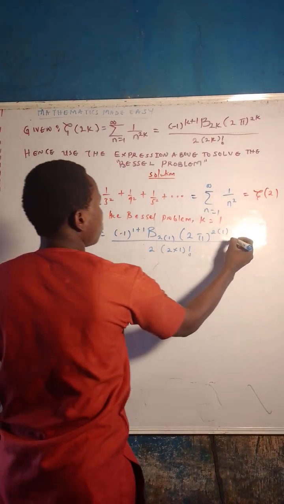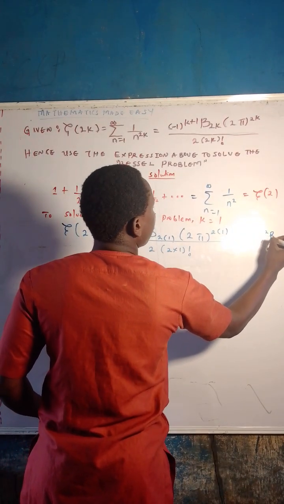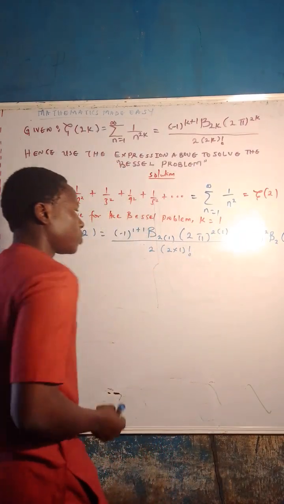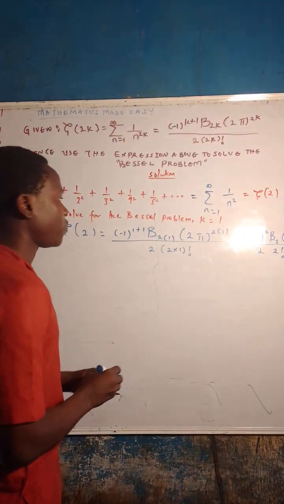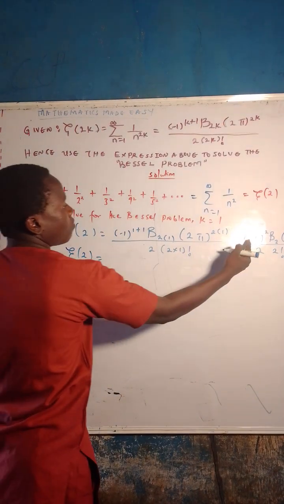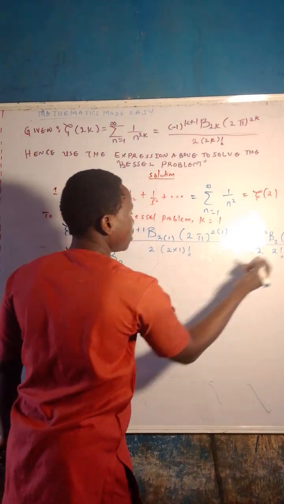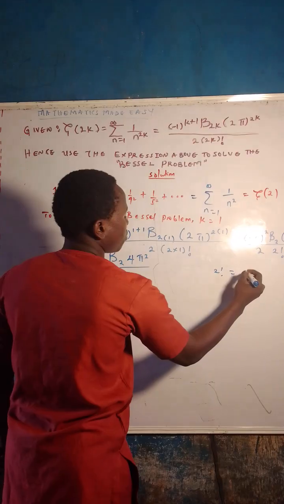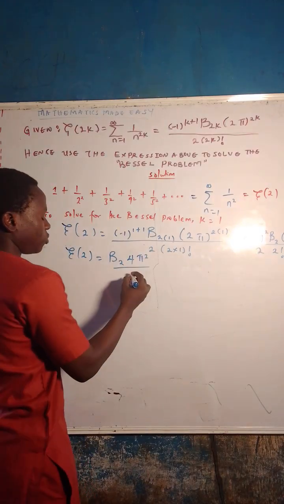So this will be equal to, 1 plus 1 gives us 2, so we're going to have minus 1 raised to the power of 2 multiplied by b of 2, 2 times 1 is 2. Then multiplied by 2 pi raised to the power of 2, because 2 multiplied by 1 gives us 2. Then everything over 2 multiplied by 2 factorial. Moving on, the zeta of 2 equals minus 1 squared, which is just 1, multiplied by a Bernoulli number, then 2 pi raised to the power of 2 gives us 4 pi squared, and everything over 2 factorial, which is 2 times 1, equal to 2. Then multiplied by 2, that surely gives us 4.